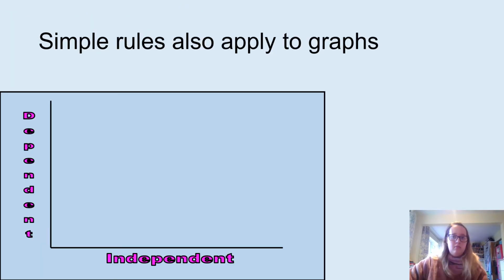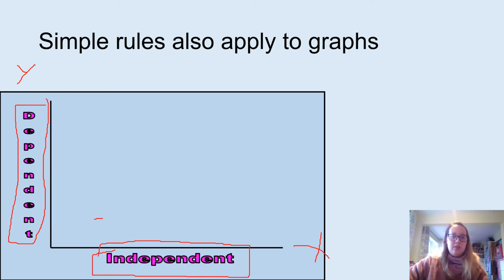Okay, so we looked at tables earlier, but on graphs you also have simple rules and similar rules. So you've got the dependent variable, which is on the y-axis, and then you've got the independent variable, which is on the x-axis. The x-axis is the horizontal one, and the y-axis is the vertical one. Now, your dependent variable is the one that you change. So the one that you measure is your independent one, and that goes along the bottom. So if you're measuring temperature, that would go along the bottom. If you're changing temperature, that would go along the bottom. If you're measuring it, it would go along the side. So if you're changing that, it goes along the bottom.